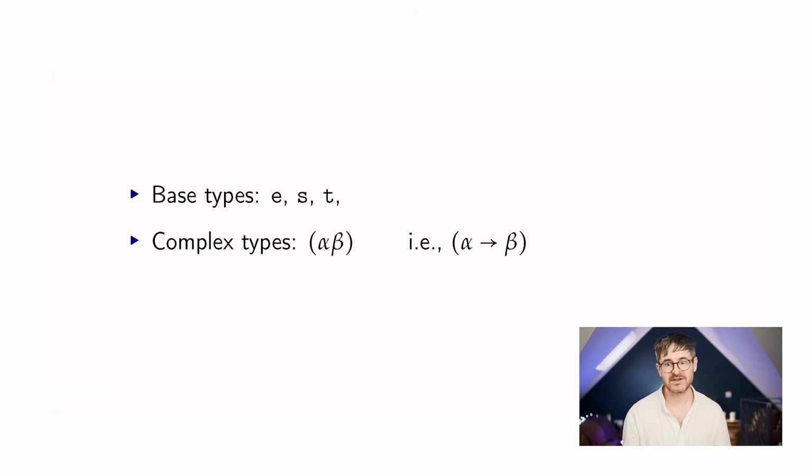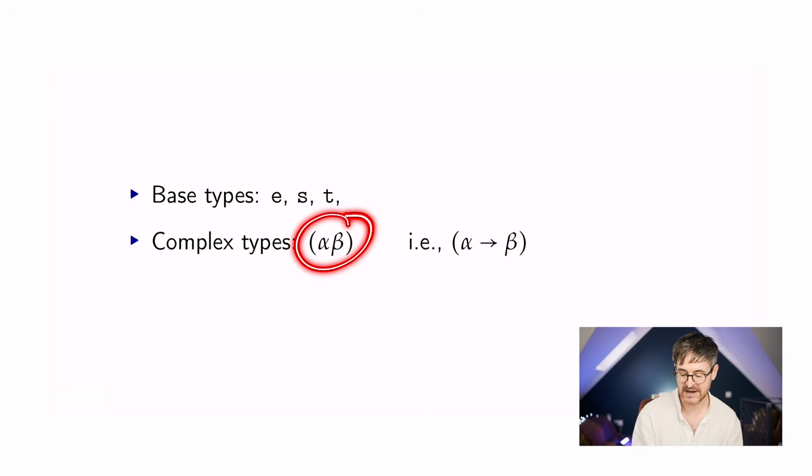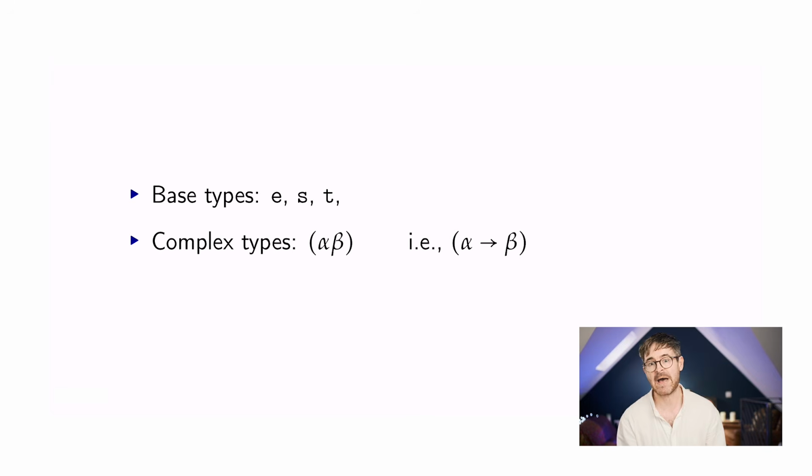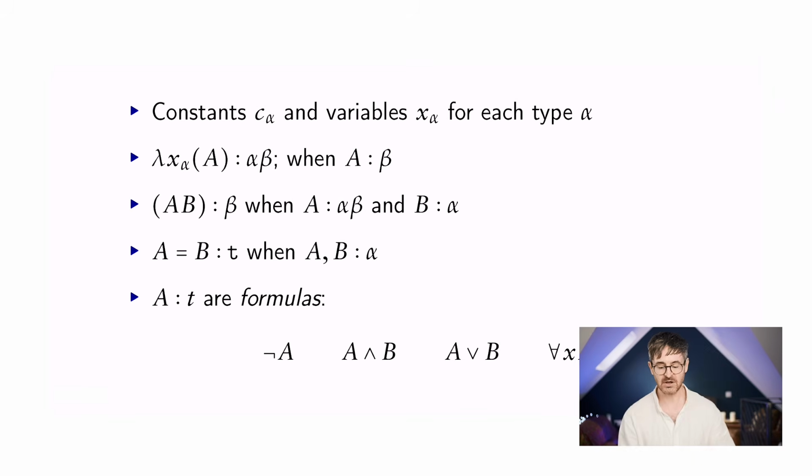And the complex types of the theory are just the ones that we saw before. So you give me 2 types, alpha and beta, and I can put them together in a new type. So we're just writing this to mean the type from alpha to beta. Sometimes we write it without the arrow, basically just to save space on paper. So that's the types. What do the terms of the logic look like? Well, we've got constants of each type, variables of each type. We've got lambda abstractions, and we've got applications, just like in the simply typed Lambda Calculus.